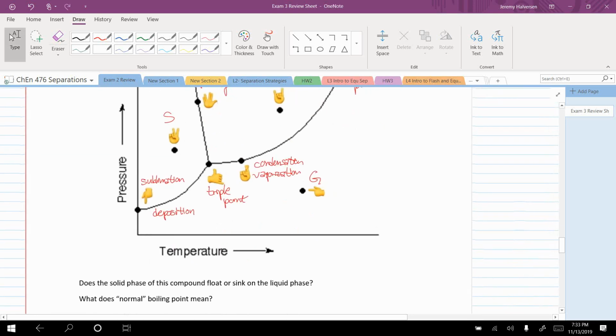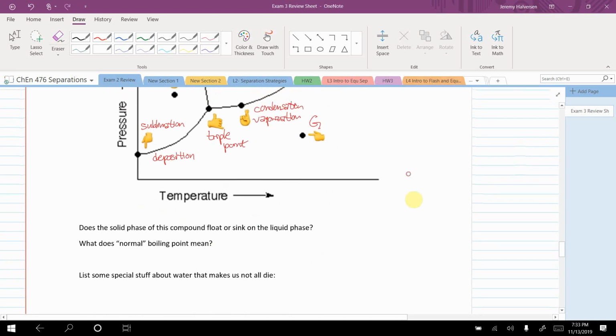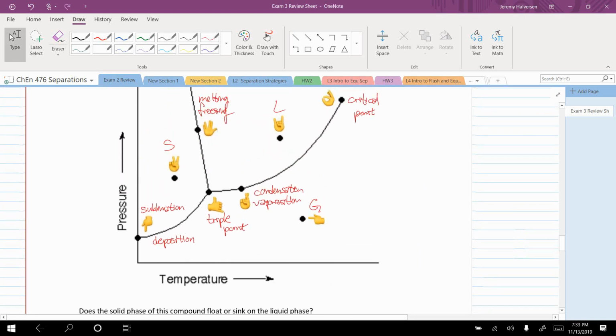Okay. All right. Does the solid phase of this compound float or sink in the liquid phase? It floats. Okay, the reason I know that is that if I have the solid and I compress it, what happens? I increase the pressure, it turns into a liquid. So what's denser? The liquid, because I took the solid, I compressed it. So I took all of this mass and I shoved it into a tighter space, it turned into a liquid. So the liquid is denser. Yeah, so this is like water. The liquid is denser. If the solid is less dense, it'll float.